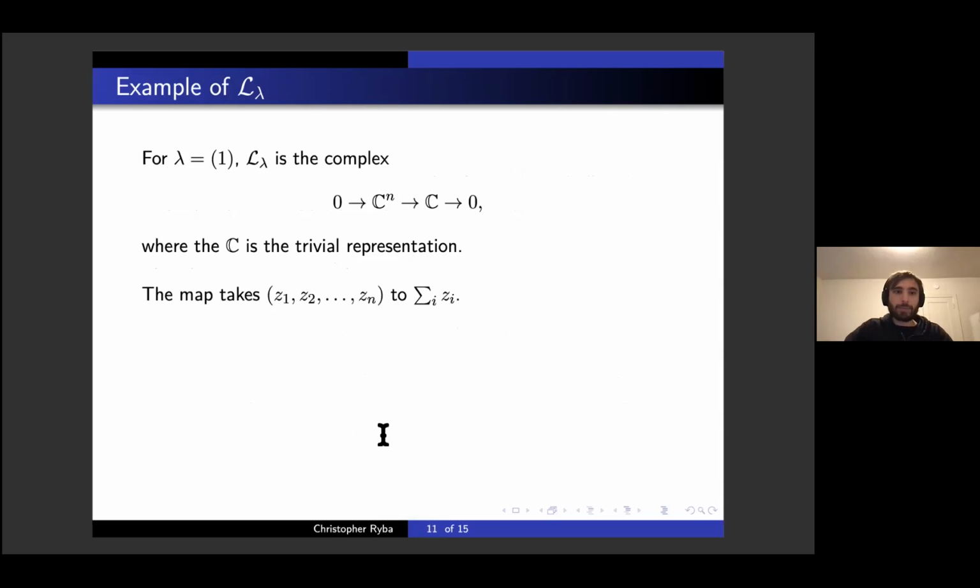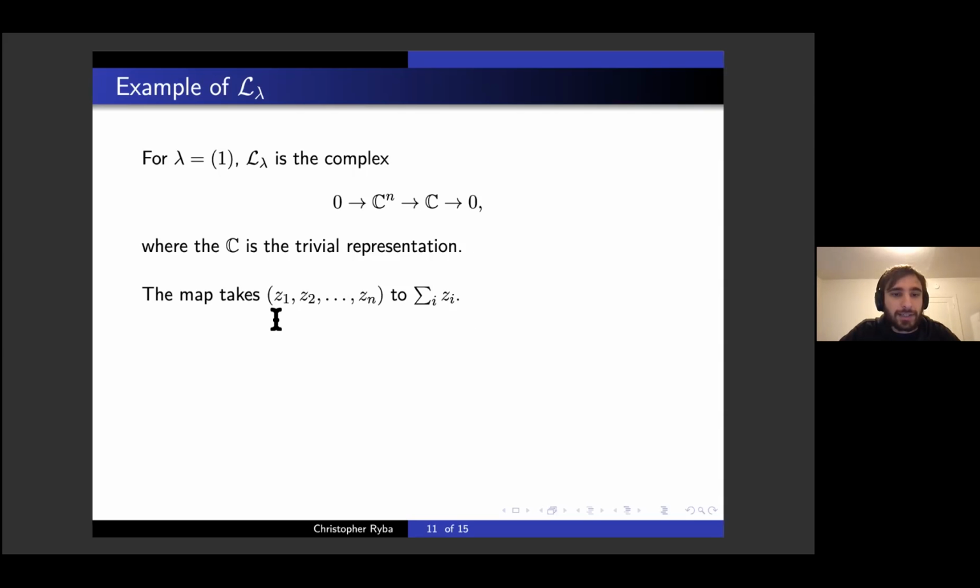So let's do a quick example. I'm going to take this partition with just one box. In that case, the complex becomes the following thing. The first term is the vector representation, and then the second term is the trivial representation. So these are both representations of the general linear group, but this map is going to be only a map of representations of symmetric groups, because the full general linear group didn't define Lie algebra automorphisms, and so it didn't necessarily act on the Lie algebra homology.